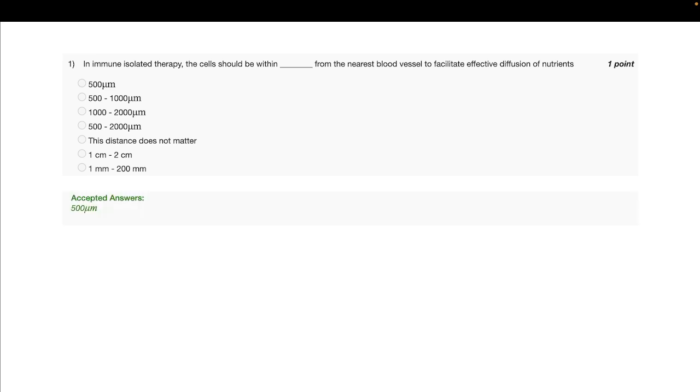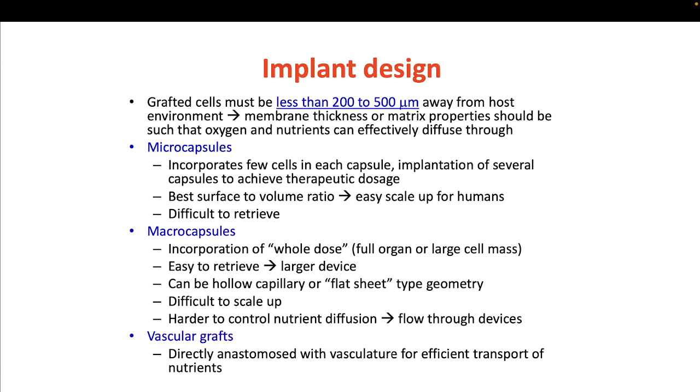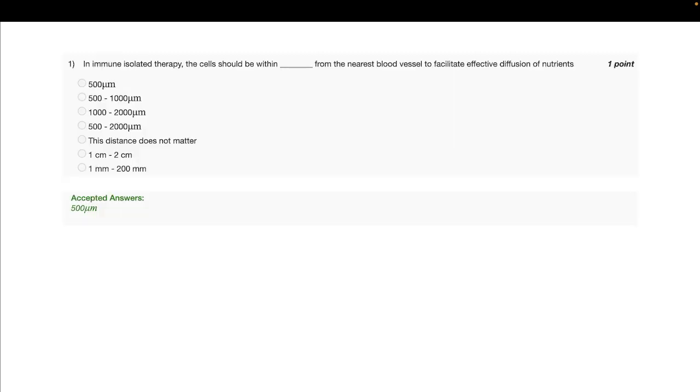As I said, in immunoisolated therapy, you have your cells in a polymer encapsulated membrane, and you are injecting this into the patient's body. Now, as these are living cells, they will definitely be metabolizing, and as a result, they'll require nutrients. So to facilitate effective diffusion of nutrients, whenever you inject this into the patient's body, it should be within 500 microns of the nearest blood vessel. Because if it's far away from the blood vessel, then we will have diffusion limitation. The oxygen and the nutrients won't be able to diffuse effectively. As a result, the cells will start dying, and it will lead to therapy failure. That's why in immunoisolated therapy, the cells should be within 500 microns from the nearest blood vessel.